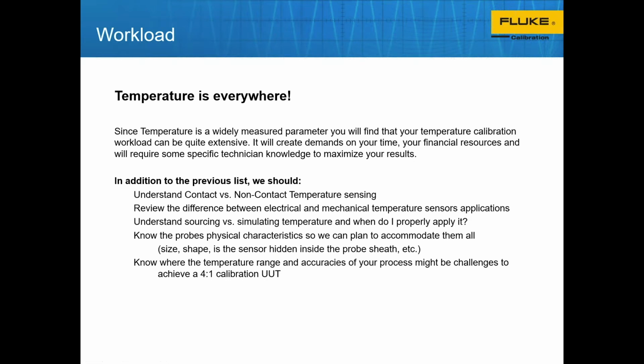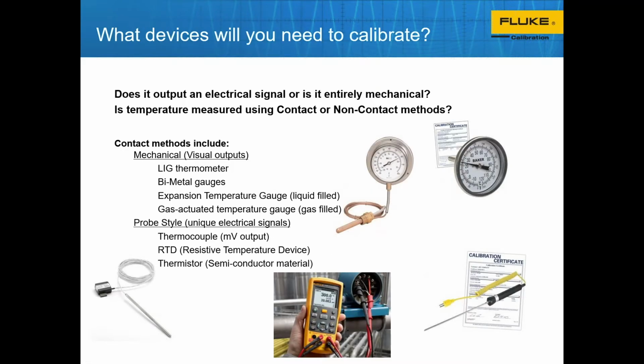So, what devices do you need to calibrate? You may have some physical contact type devices out there, things such as liquid and glass thermometers, bimetal gauges, expansion temperature gauges that might be liquid filled. You may have some gas actuated temperature gauges. These are actually mechanical type devices. They most likely do not send any kind of signal out. They have just visual indication.